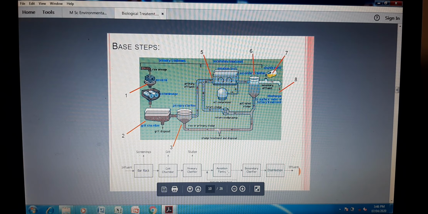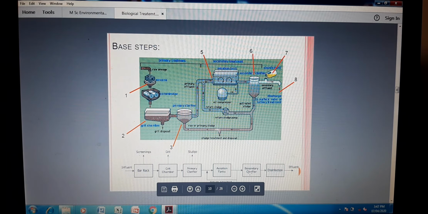So aeration tank is a tank which has the aerators, and in those aerators aerobic microorganisms are present. And after this aeration tank, the treated water goes towards the secondary clarifier. So what is the need of this secondary clarifier? Earlier in the primary clarifier, whatever the retained or remaining part from the bar and grit chamber can be removed in the primary clarifier.